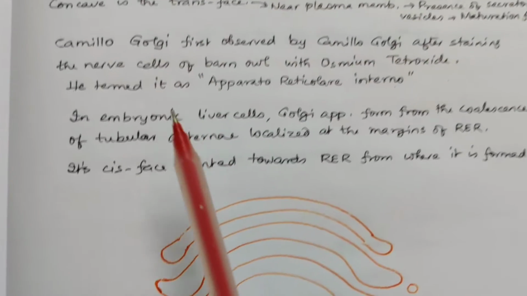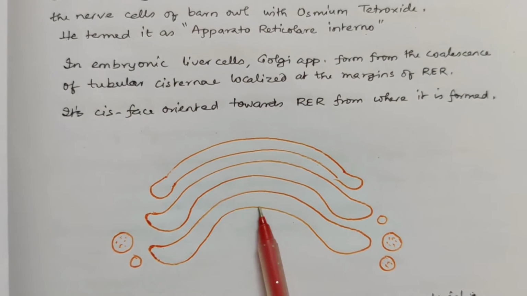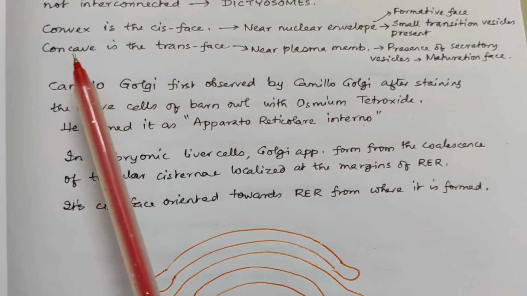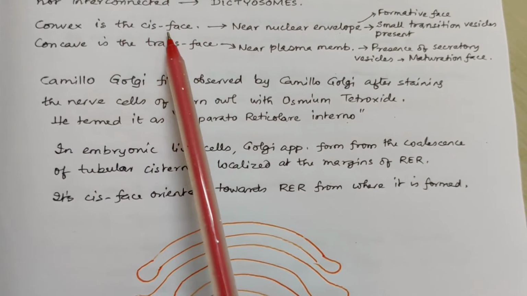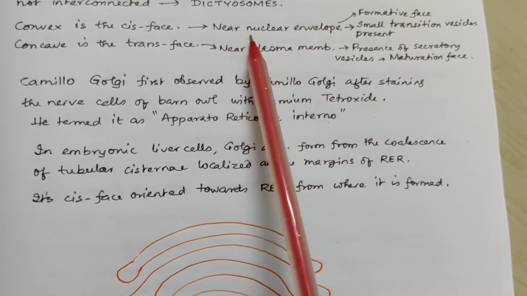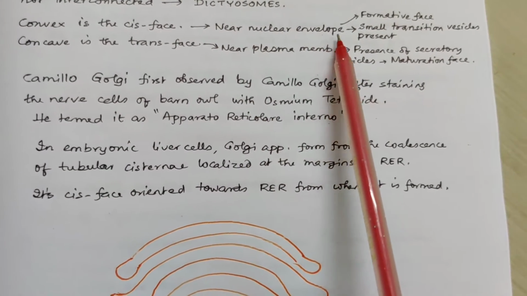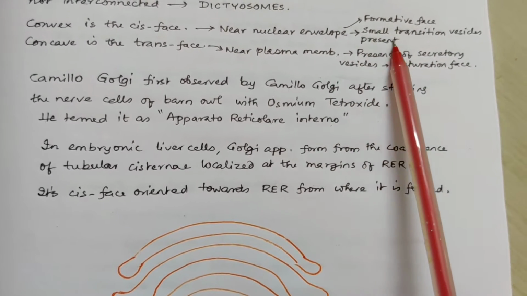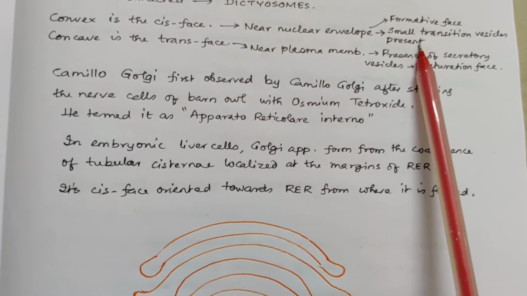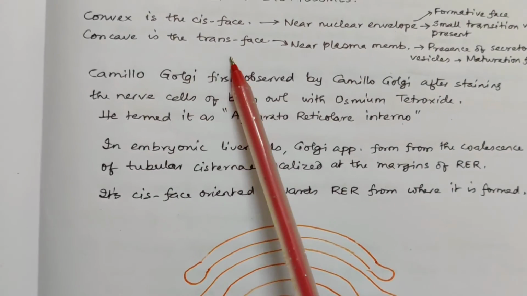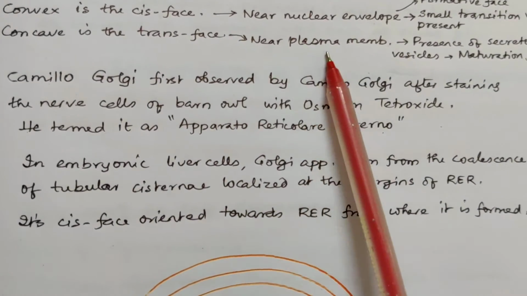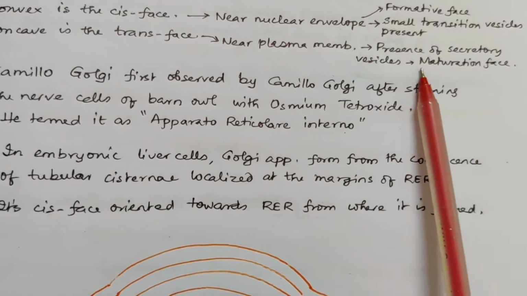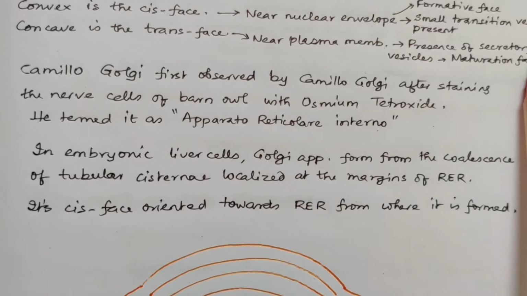It has got two faces. You can see over here. This is the concave face. This is the convex face. The convex face is known as the cis face. It is present near the nuclear envelope and it is the formative phase. There is a small transition vesicle present over here. And the concave side is the trans phase. It is present near the plasma membrane. There is presence of secretory vesicles and it is known as the maturation phase.